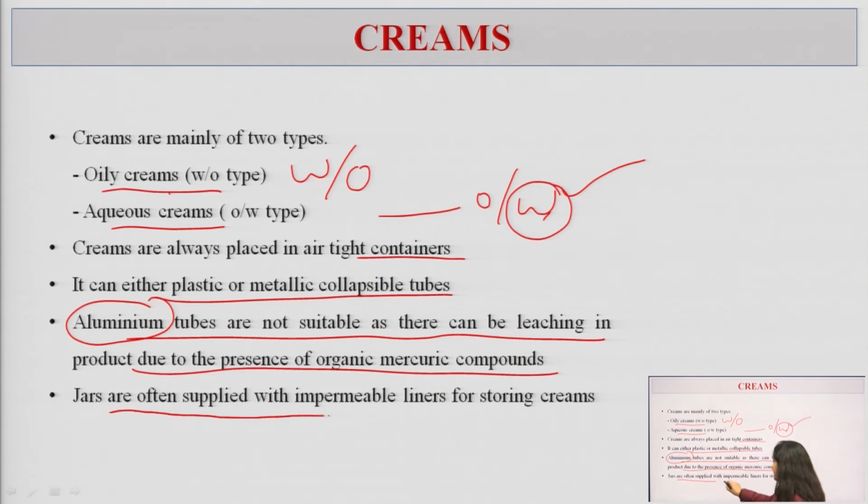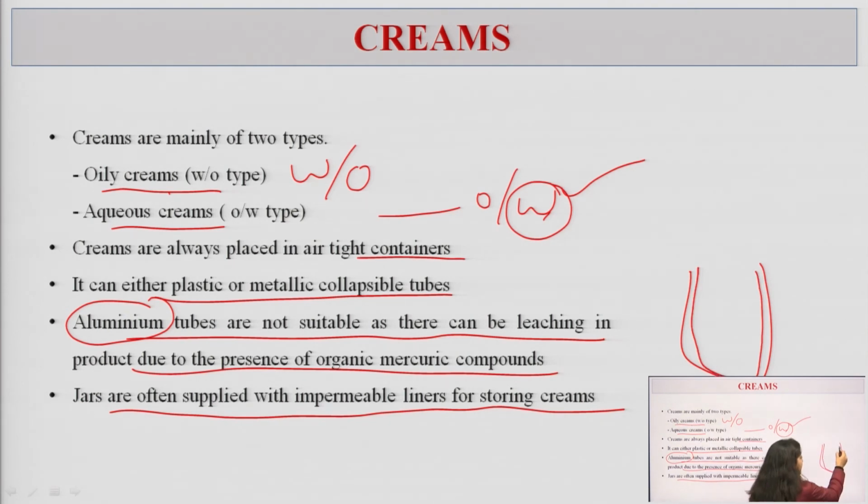So jars are often supplied with impermeable liners for storing creams. So jars are present here in which lining is given. Lining is provided to avoid cross contamination of our product with the external product which is actually used for making that particular container.